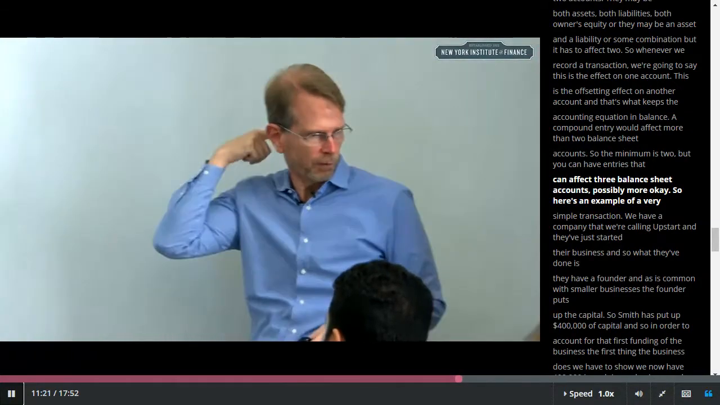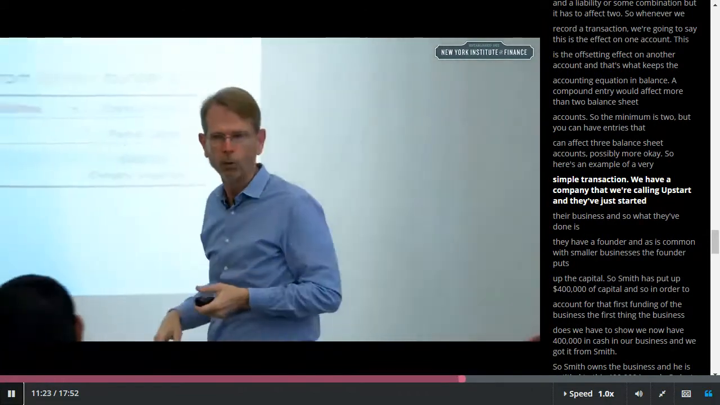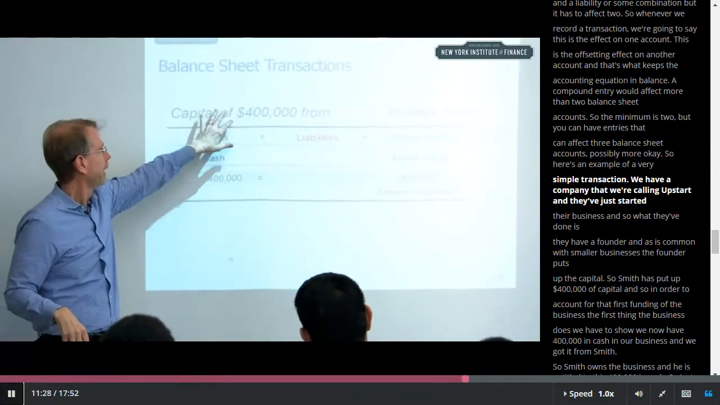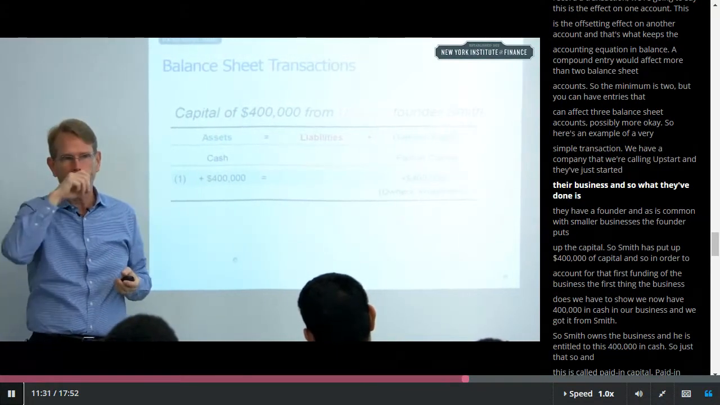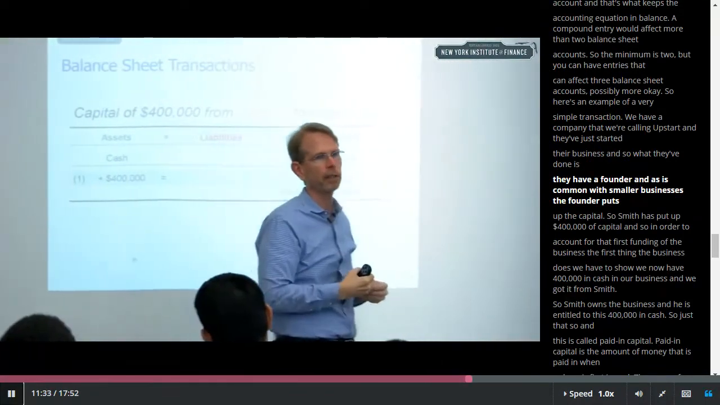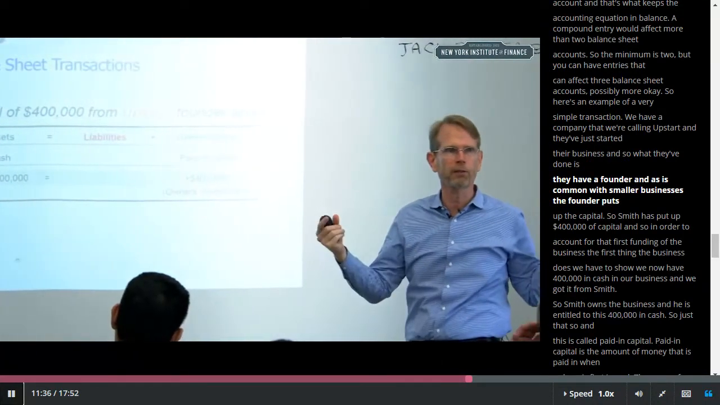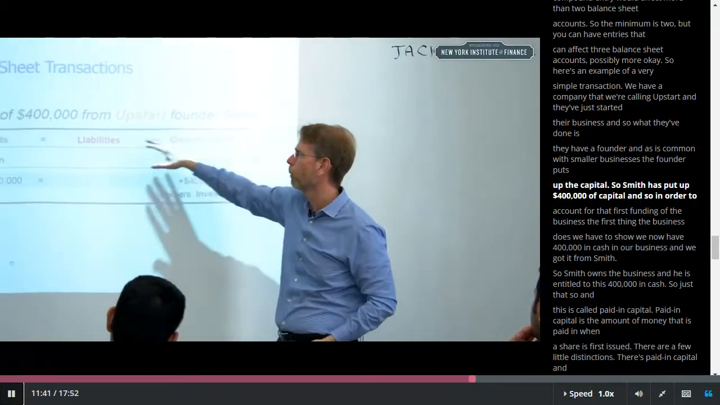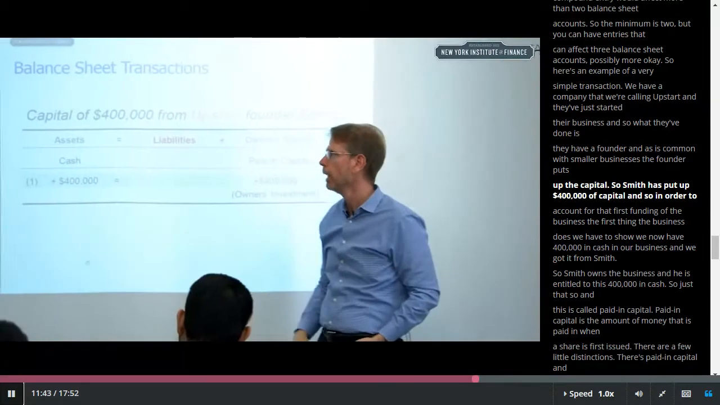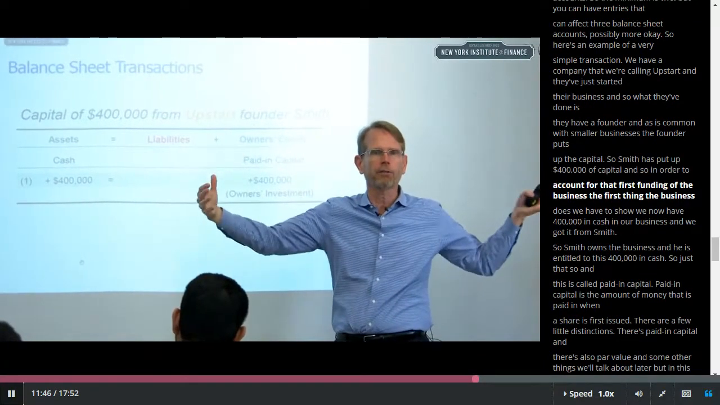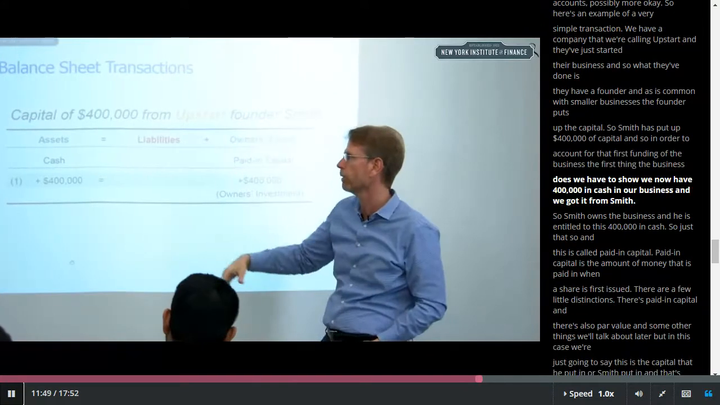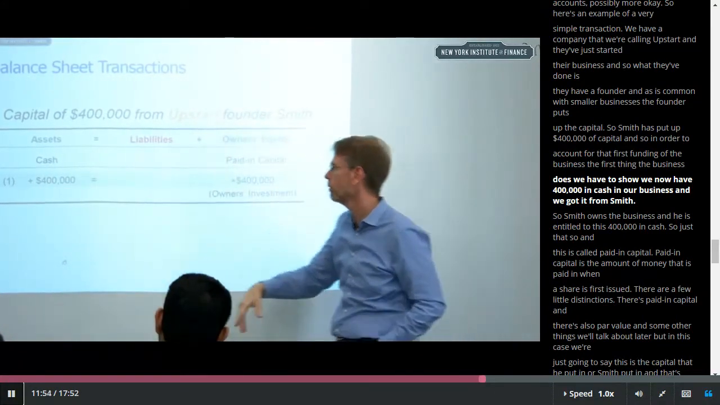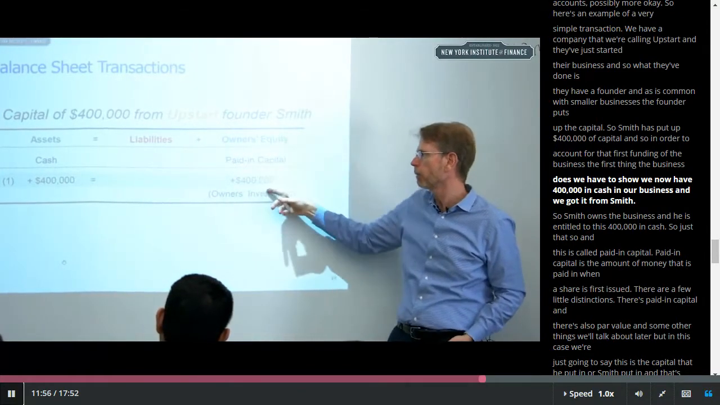So here's an example of a very simple transaction. We have a company that we're calling Upstart, and they have just started their business. They have a founder, and as is common with smaller businesses, the founder puts up the capital. So Smith has put up $400,000 of capital, and in order to account for that first funding of the business, we have to show we now have $400,000 in cash in our business, and we got it from Smith.